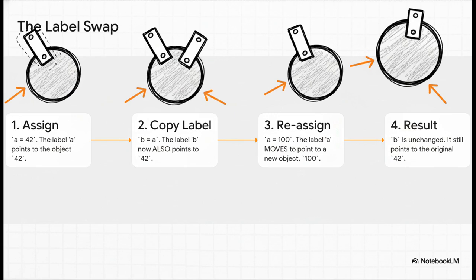Now, here's the magic moment. When we say A equals 100, we don't touch the original 42 object at all. We just peel the A label off of 42 and stick it onto a brand new object, the number 100. So what about B? It's totally unaffected. It's still right there, happily pointing to the original 42.